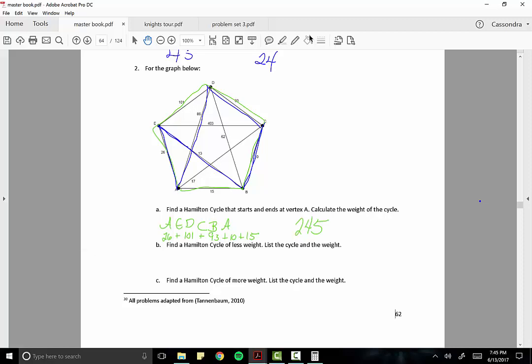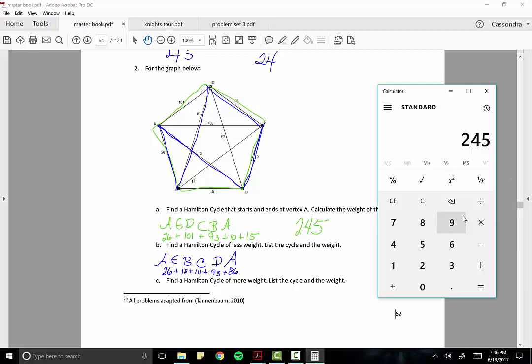So I'm just going to start and stop at A. I went A to E, B, C, D, back to A. A to E was 26, plus 13, plus 10, plus 93, plus 86. Wait, 26, 13, 10, 93, 86. Okay. That looked weird to me. I'm pretty sure it's less. 26 plus 13 plus 10 plus 93. Let's say 86. Yep, 228. That's less.